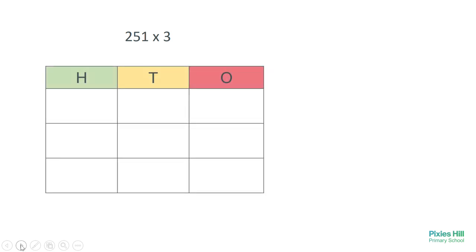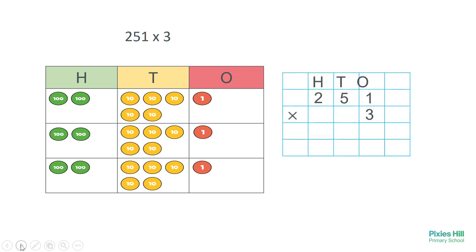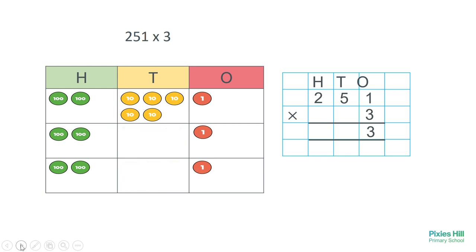As children become more confident with this method, the number of digits continue to increase. Here we have 251 times 3. The only difference is that we have added an extra place value column for our hundreds. 1 multiplied by 3 is 3. 5 multiplied by 3 is 15, exchanging 10 tens for 100. 2 times 3 equals 6. Add on our 1 to make 7 or 700.